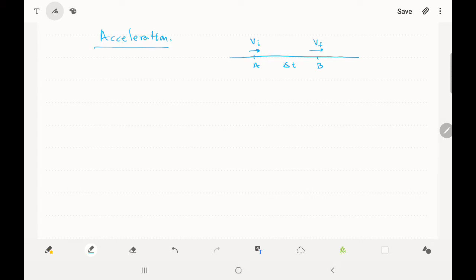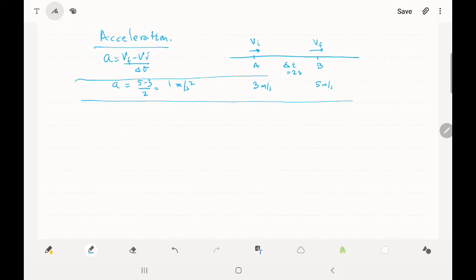So let's say that V initial is 3 meters per second and V final is 5 meters per second. So the object is speeding up. It's getting faster as it goes to the right. Now, in this case, the acceleration is always going to be V final minus V initial over delta t. Delta t, let's say, is 2 seconds. So the acceleration in this case is going to be 5 minus 3 over 2, which is 2 by 2, so it's 1 meter per second squared.